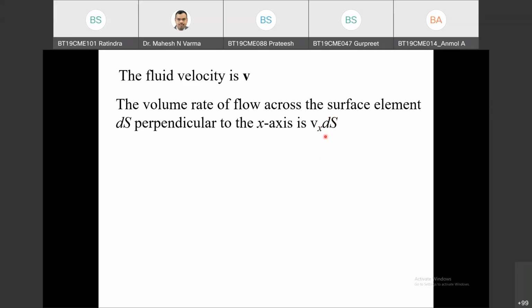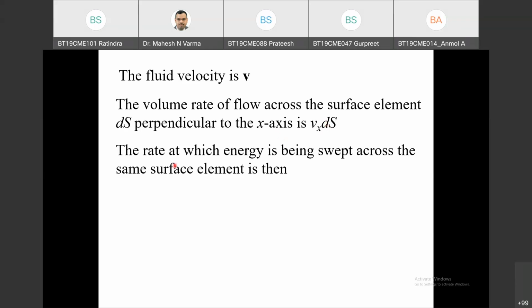V into dV, you might have used this so many times. This will be a volumetric flow rate in the x direction. If V is the velocity of the fluid, Vx is the x component of the velocity, and dS is the area perpendicular to the x-axis, then Vx into dS will be the volumetric flow rate of the fluid, or the volume rate of flow across the surface element dS. Okay, this will be a volumetric flow rate.